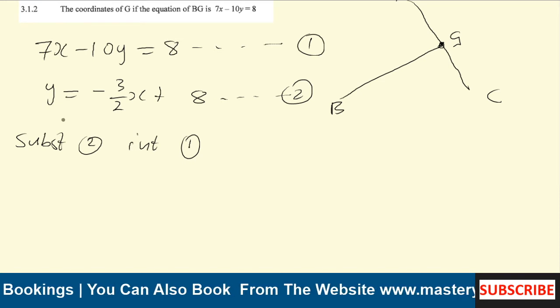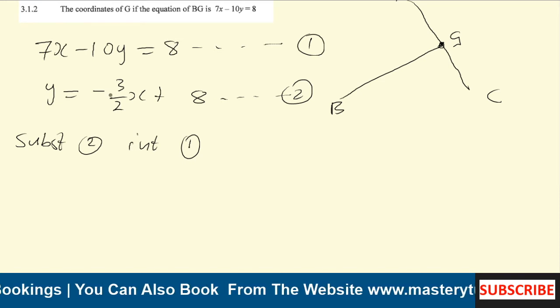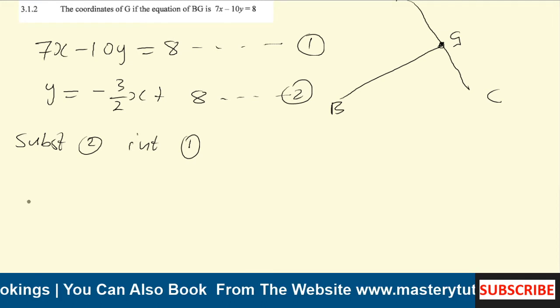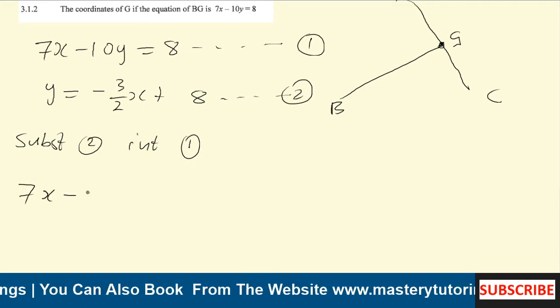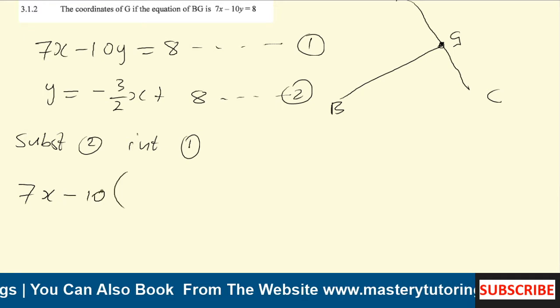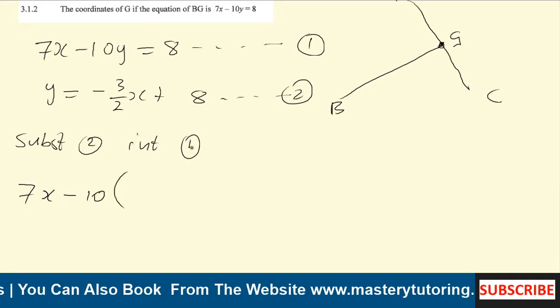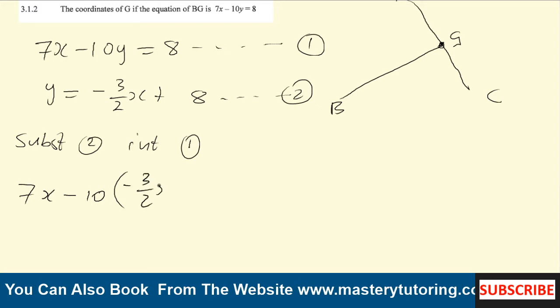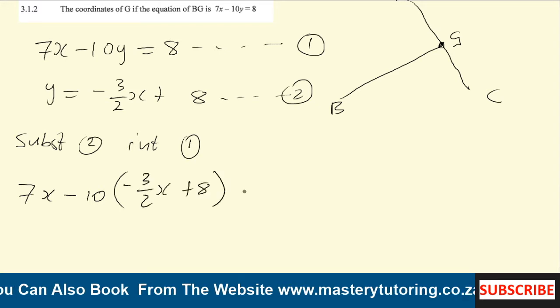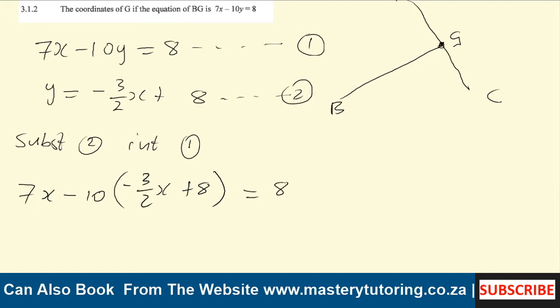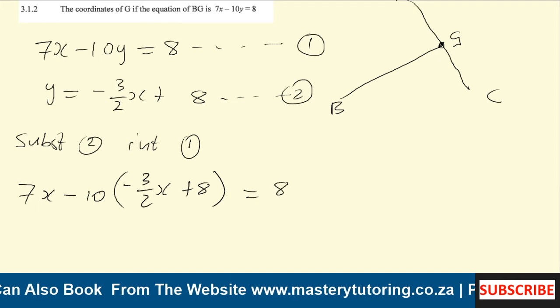So where there's y, we're going to substitute negative 3 over 2x plus 8. So 7x from equation 1 now, 7x minus 10. Now instead of writing y, we're going to write negative 3 over 2 x plus 8, is equal to 8 there. And then we're going to solve for x now.